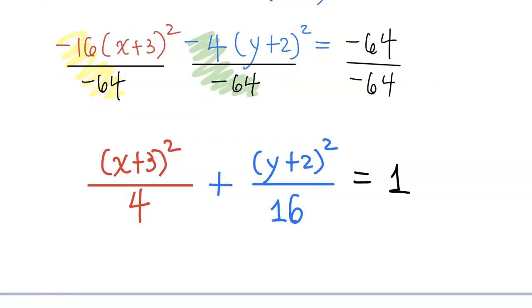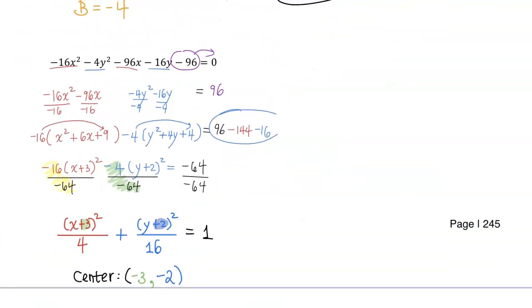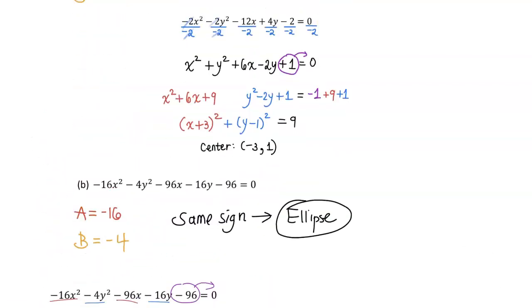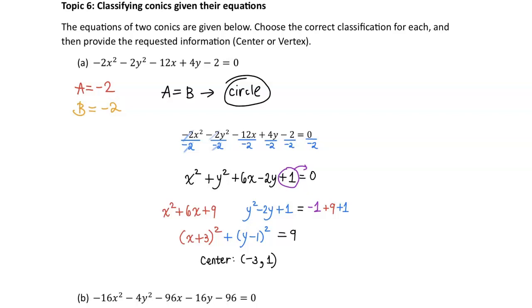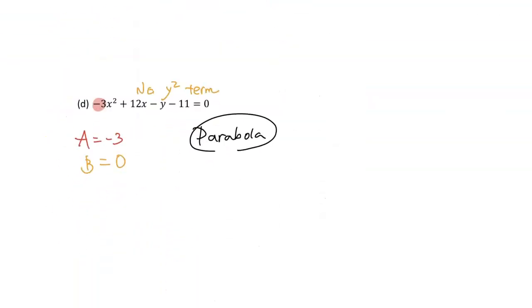Woohoo, that was a lot of work. Now we're ready to tell the center. The center is going to be at negative 3, comma, negative 2. As you can tell, rewriting for the ellipse was much more difficult than rewriting for the circle, but they both involve the same skill of completing squares. So review these, how to find centers of these two types of conics. In the next video, I will show you how to find the center of the hyperbola and the vertex of the parabola.